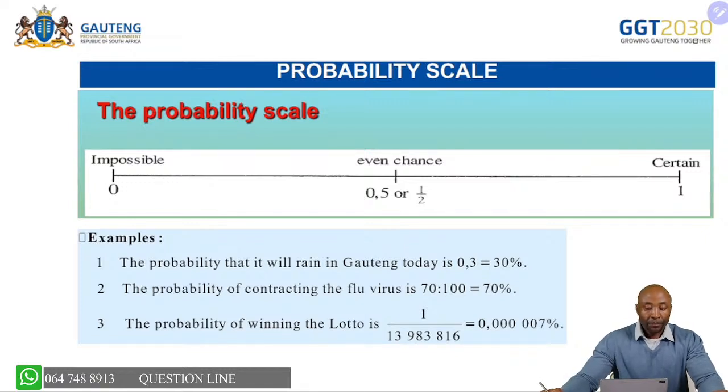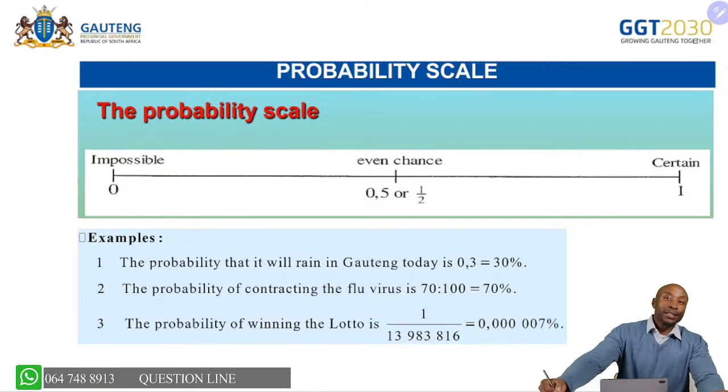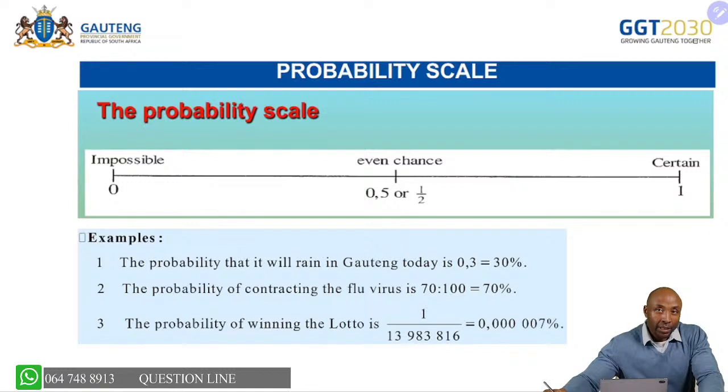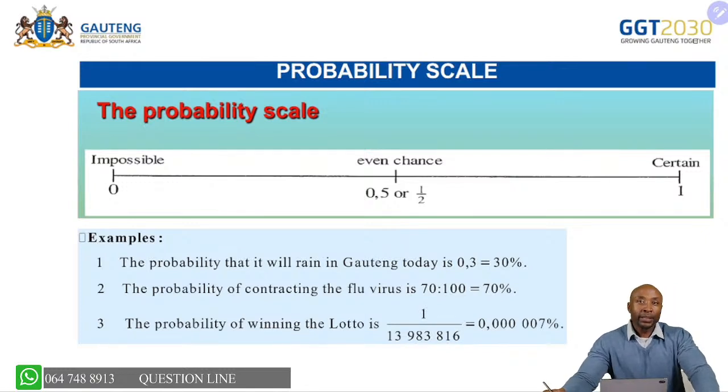Number 3, the chance of you winning a lotto, it's given by that. So meaning there is a 0.000007% chance of winning the lotto. Now, you have heard me using some words that are used with the term probability. You have a chance, likelihood. All those are terms that are used to represent a probability.